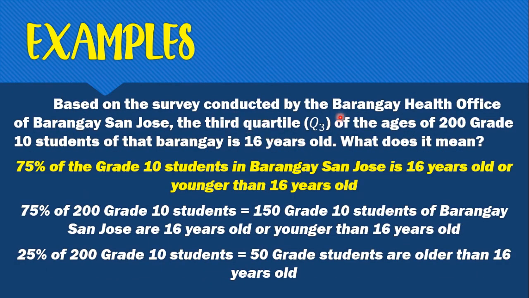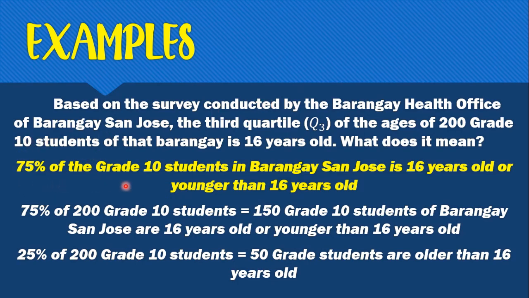Based on the survey conducted by the Barangay Health Office of Barangay San Jose, the third quartile or Q sub 3 of the ages of 200 grade 10 students of that barangay is 16 years old. What does it mean? Since we have Q sub 3, the upper quartile, it is equal to P sub 75. So we have 75% of the data.